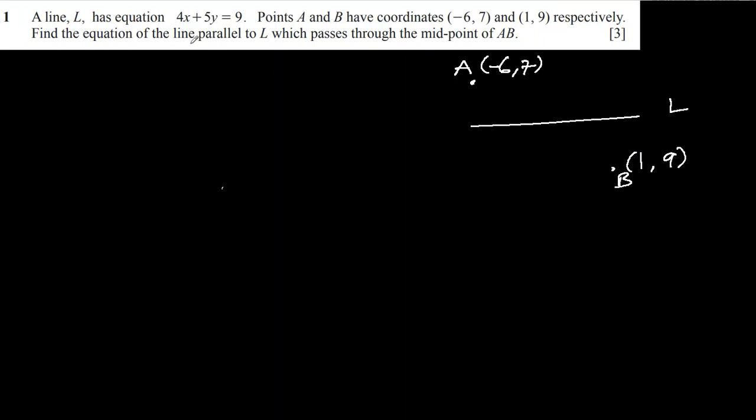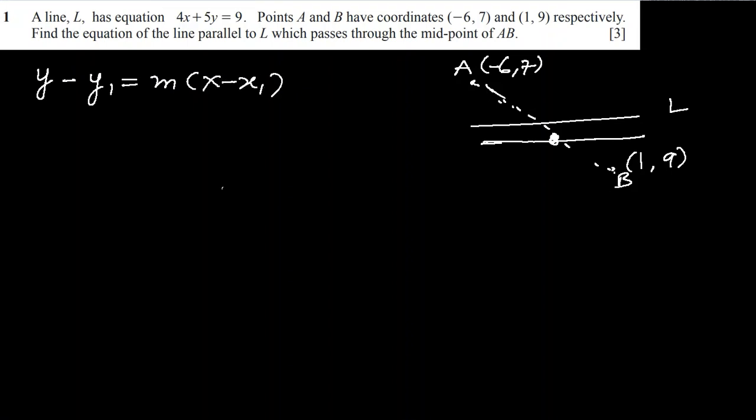Find the equation of the line parallel to L, which passes through the midpoint of AB. So if they are connected, suppose this is the midpoint, so the line we want to find the equation of passes through the midpoint of AB. All right, so for finding the equation of a line, this is what we need. This is the format. Okay, so y and x are fixed general points, so we will not change them.